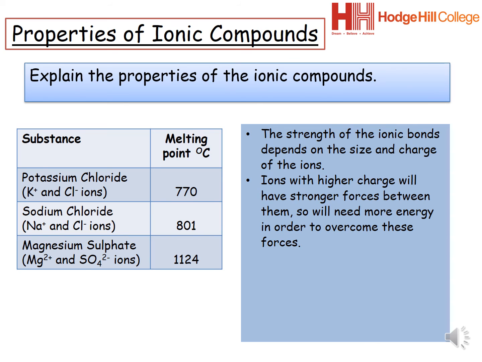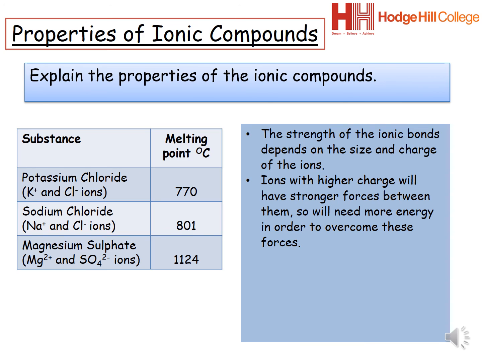If we look in the table to the left, we can compare magnesium sulfate with sodium chloride and with potassium chloride. If you notice, the ions in magnesium sulfate have a higher charge than the charges in sodium chloride and potassium chloride. Magnesium sulfate has 2 plus and 2 minus for their charges, while with sodium and potassium, you have just 1 plus.